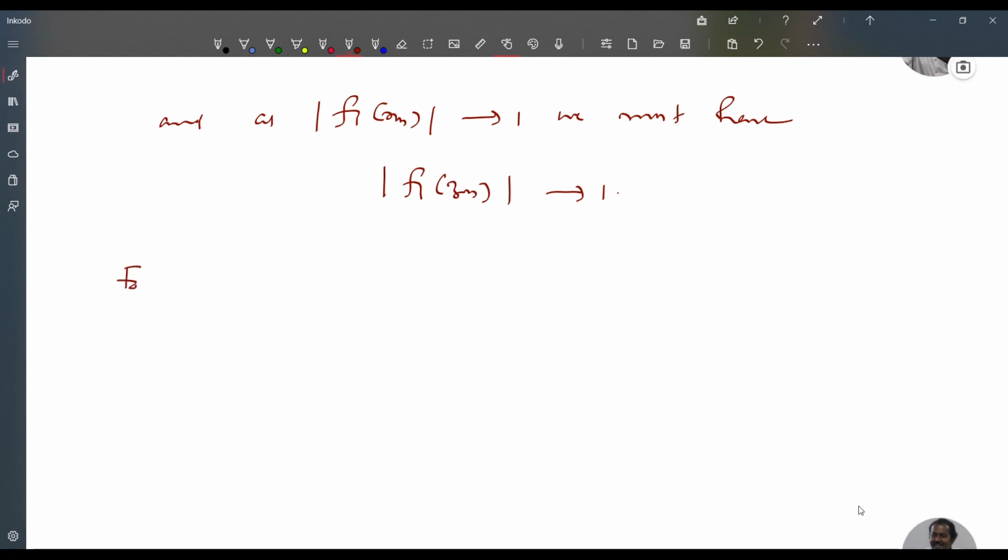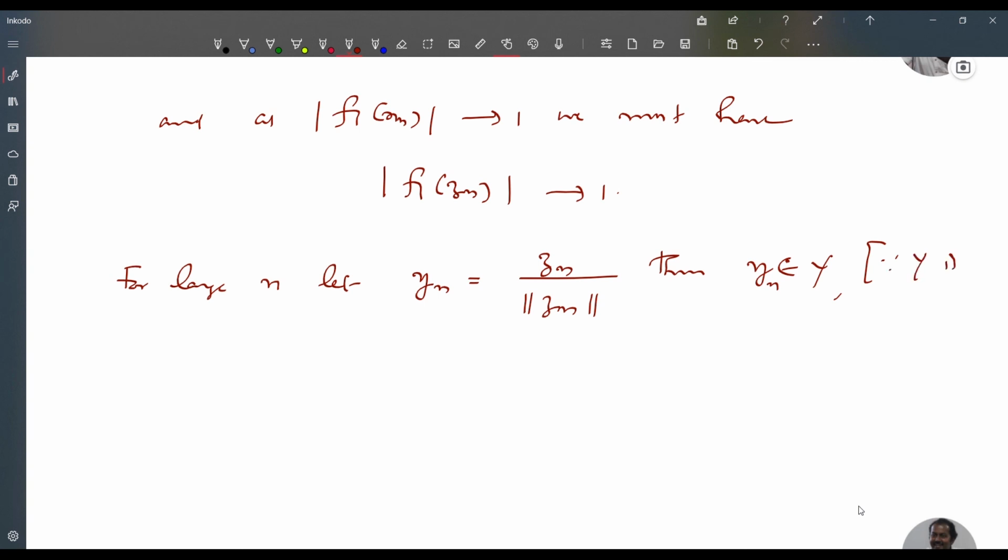Now for large n, let yn equal to Zn by norm Zn, then yn belongs to y, since Zn belongs to y and y is a subspace. So yn belongs to y, and you know norm Zn is in K. And norm yn is norm Zn divided by norm Zn. So this is 1.